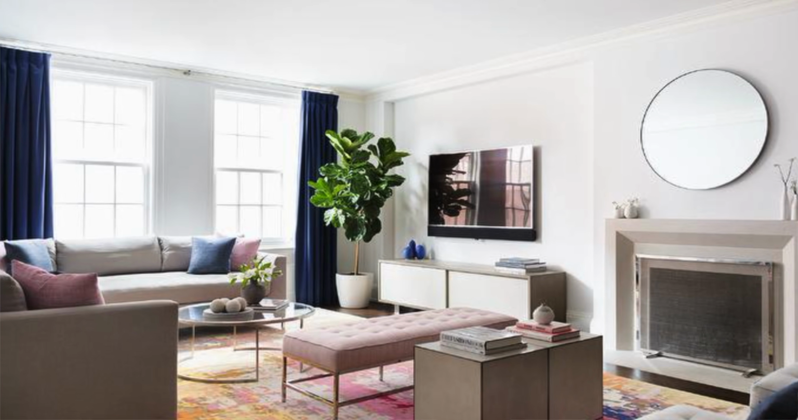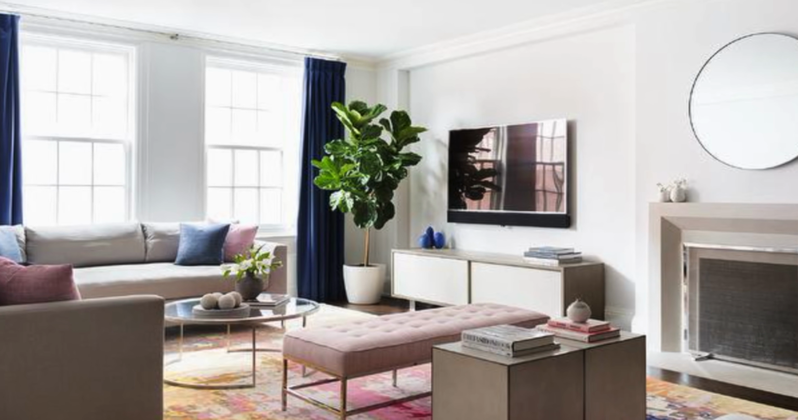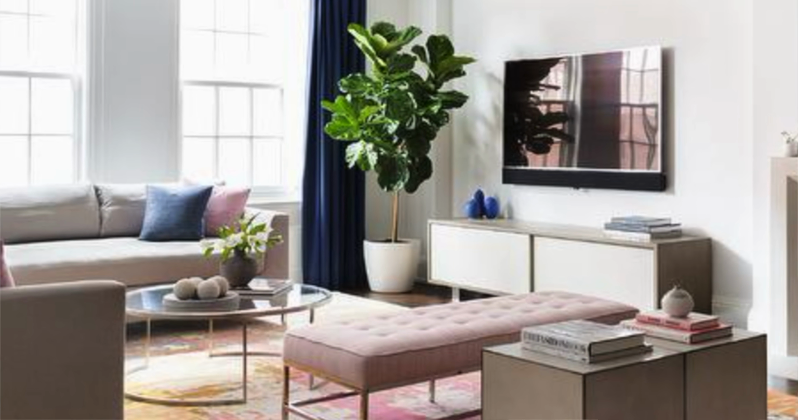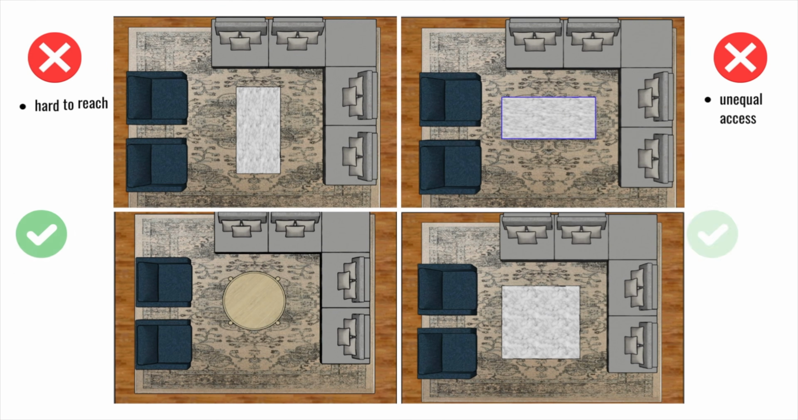Another benefit of the round coffee table is that there are no sharp edges, so this is good for kids, and this is also good for you if you are accidentally bumping yourself up against the coffee table. You're not going to injure yourself like you would with a sharp cornered rectangular or square table.